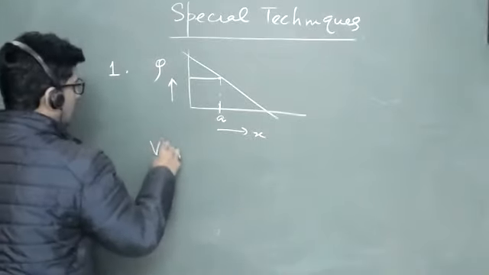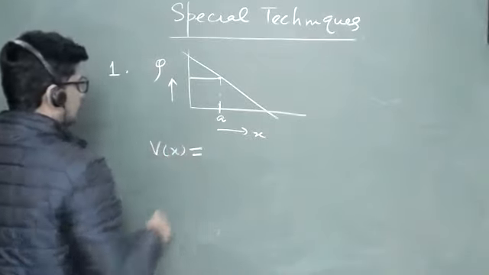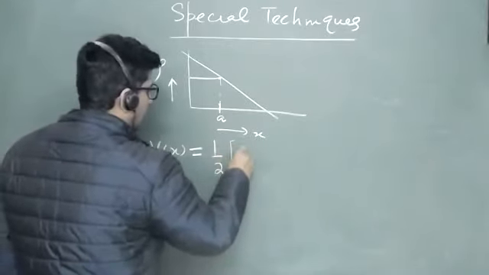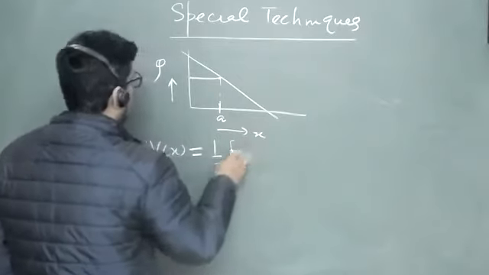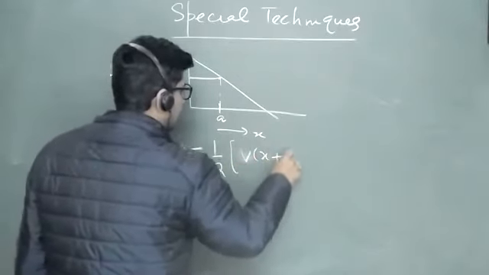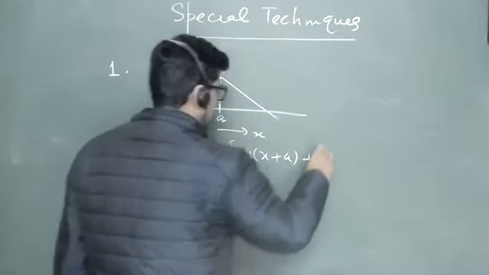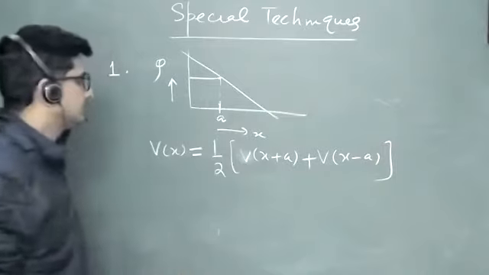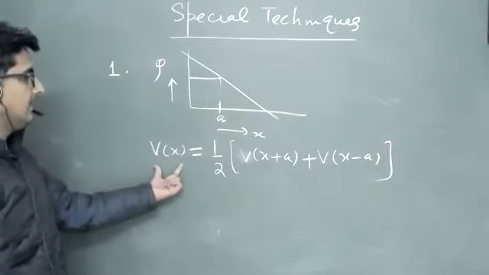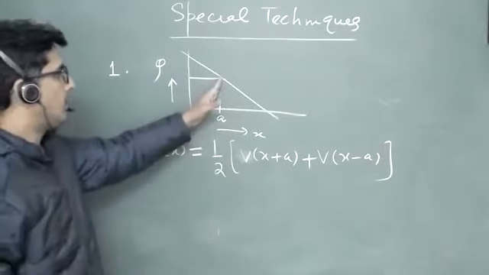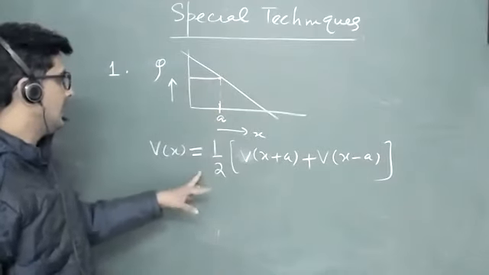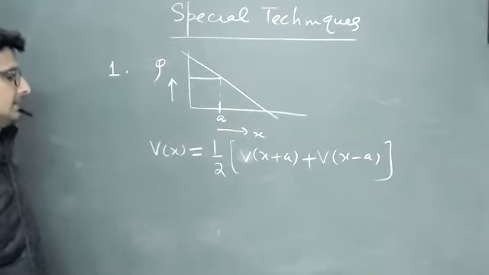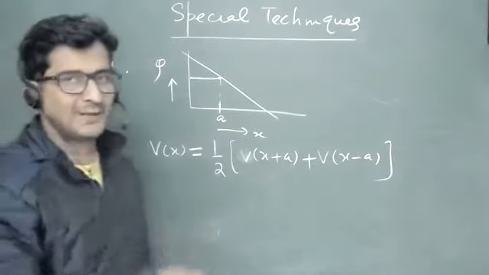So what will happen is that if I want to get the value of Vx, I can write it as half of Vx plus A plus Vx minus A. So that means जो Vx की वैल्यू है वो किसी भी पॉइंट के अबाउट अगर एवरेज वैल्यू ले ली जाए, so I will get the value of Vx. This is very very important, और आप देख रहे हो ये बार बार आ रहा है.